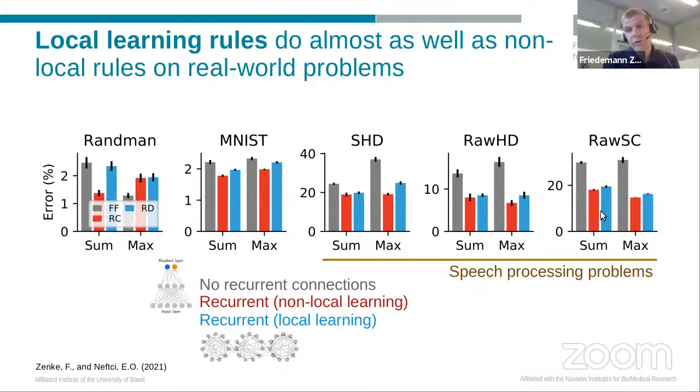And that's really reassuring. It's only an empirical result for us now, but it's very reassuring because it shows that for many relevant data sets, these approximate learning rules do actually very well. And we're working on this.